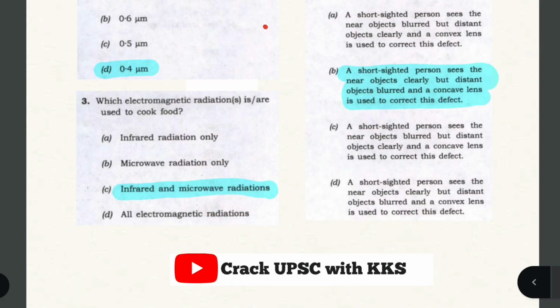And next question, which electromagnetic radiation are used to cook food? So both infrared and microwave radiations are used, so both will be answer. Let's see the next question.